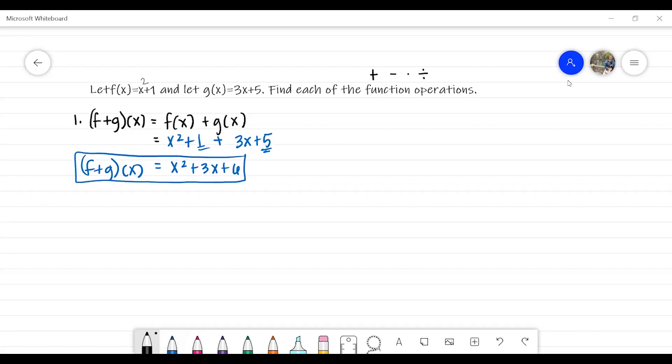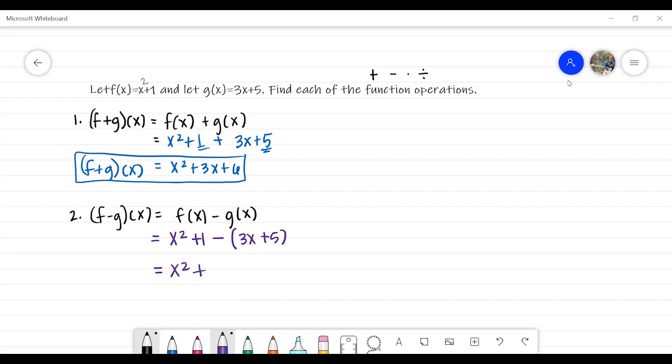Okay, so we can do something similar for their difference. That's f minus g of x. So again, that's defined as f of x minus g of x. Now you don't necessarily have to write these extra parts out, but sometimes I think it's helpful, especially when you're subtracting, because then it allows you to see that subtraction symbol. So as we write x squared plus 1, remember we're subtracting the group of 3x plus 5. So we actually have to distribute that negative. So x squared plus 1 minus 3x minus 5.